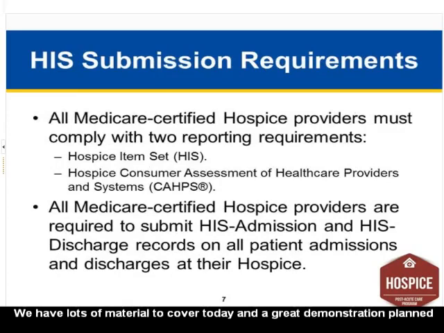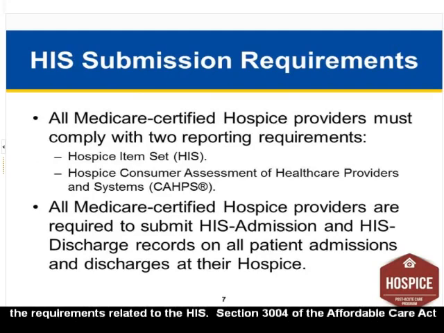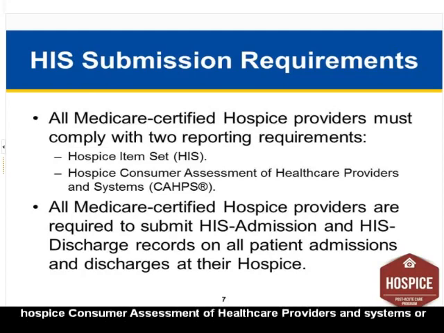During today's webinar, we're focusing on the Hospice Item Set, or HIS, submission requirements and tools and resources that you can use to help you successfully fulfill the requirements related to the HIS. Section 3004 of the Affordable Care Act authorized the establishment of a quality reporting program for hospices. All Medicare-certified hospice providers must comply with two reporting requirements, the HIS requirements and the Hospice Consumer Assessment of Healthcare Providers and Systems, or CAHPS, reporting requirements.